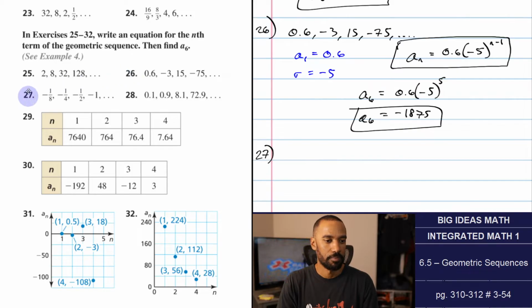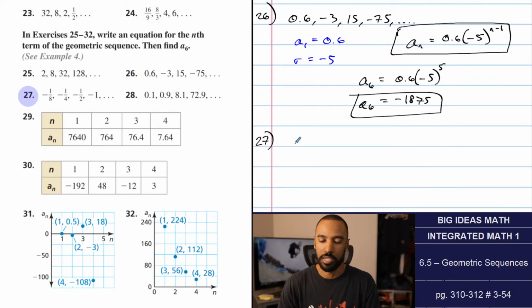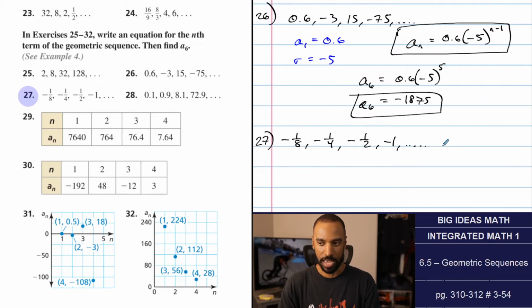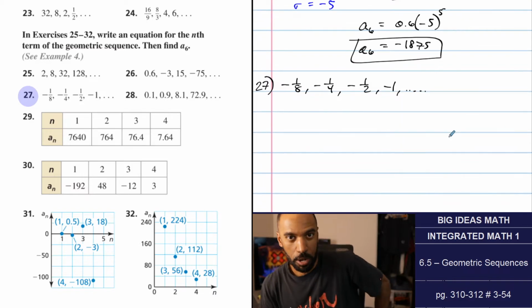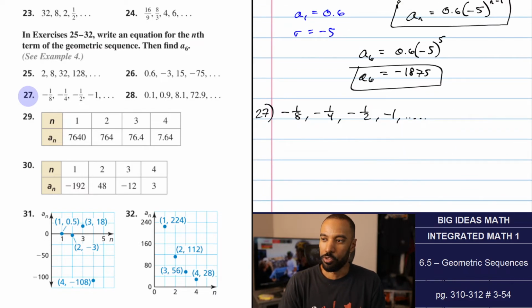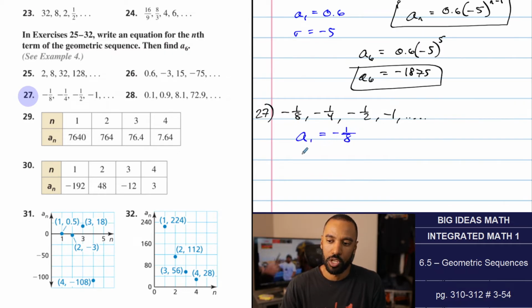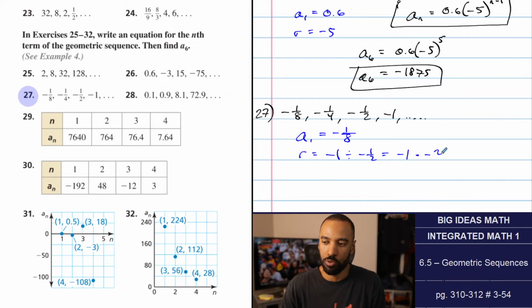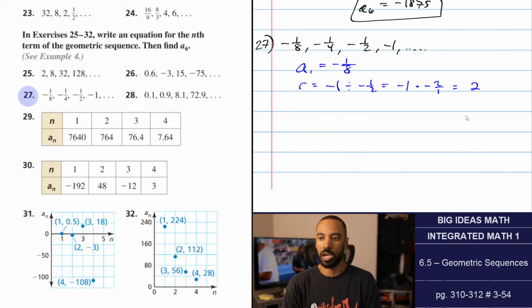Number 27. Kind of icky when you see the numbers themselves, and we still have to seek that common ratio. But if you know how it works for the denominators to become half the size that they were before, that means your numbers are doubling. If you weren't sure, our first term is negative 1/8. The common ratio, you can take any term divided by the one before it. That includes negative 1 divided by negative 1/2, which is negative 1 times negative 2 over 1. Negative times negative is positive, 1 times 2 is 2. You get a common ratio of 2. So we are doubling each time.